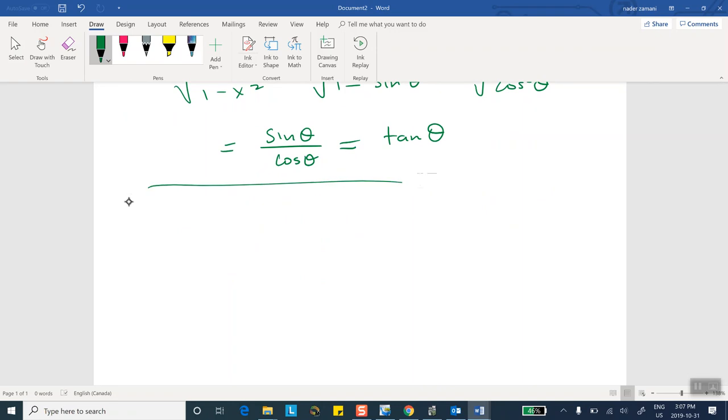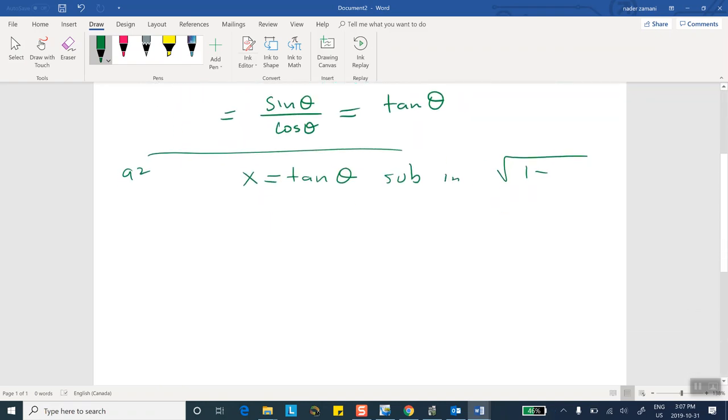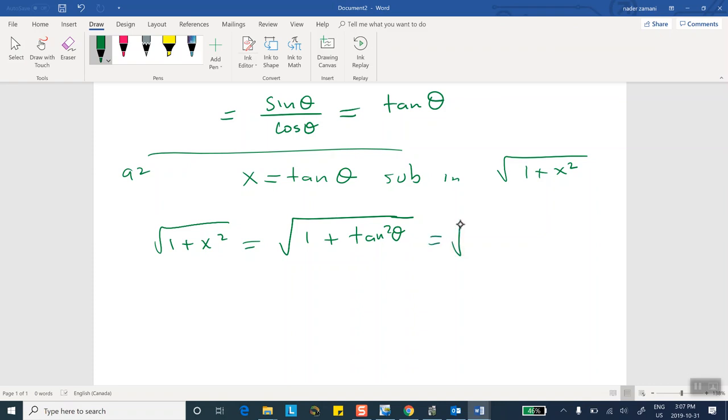Number 92. Make this substitution. Take this, sub in square root of 1 plus x squared, and simplify. Well, square root of 1 plus x squared is equal to square root of 1 plus tangent squared. And if you remember what that was, which was secant squared theta, just use it. If you don't, just go ahead and plug in what you know. Sine squared theta over cos squared theta.